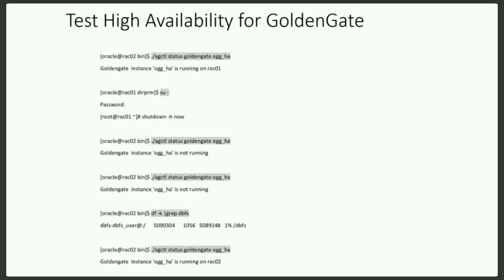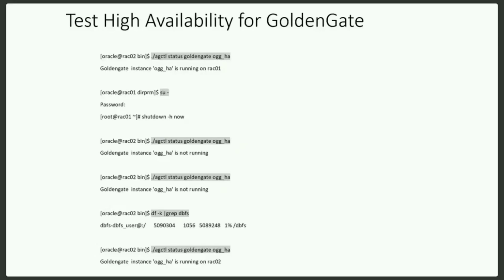I go on to rack 2, and using the same agctl command, I can check the status of GoldenGate. It shows initially it's not running, and then after maybe 30 seconds or 1 minute, I can check, and I can see now the dbfs file system is mounted on rack 02. So the dbfs file system will only be mounted on one node. It's not going to be mounted on both nodes. Okay, so keep that in mind.